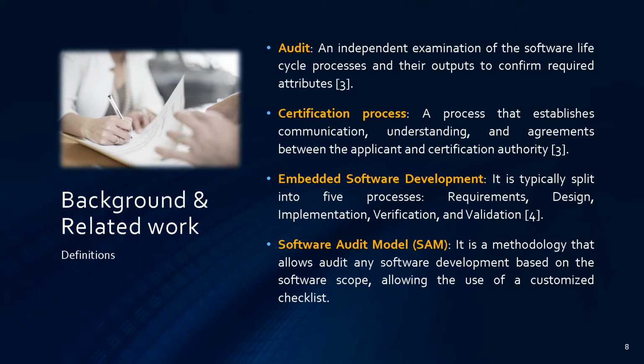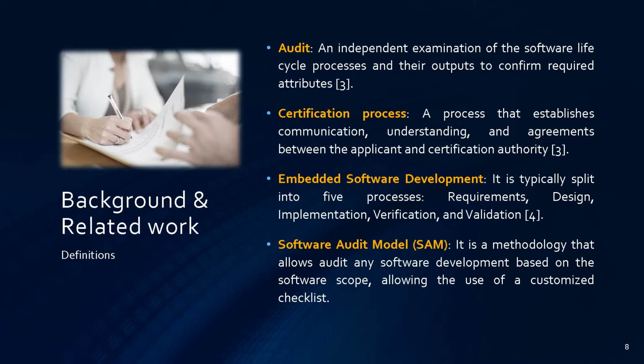Some of the important definitions are: audit. It is an activity that is an independent examination of the software lifecycle processes and their outputs to confirm the required attributes. Certification process. A process that establishes communication, understanding, and agreements between the applicant and the certification authority. It is essential to notice that in the aeronautic area, safety-critical software is not certified. Instead of it, the software is approved to be used.